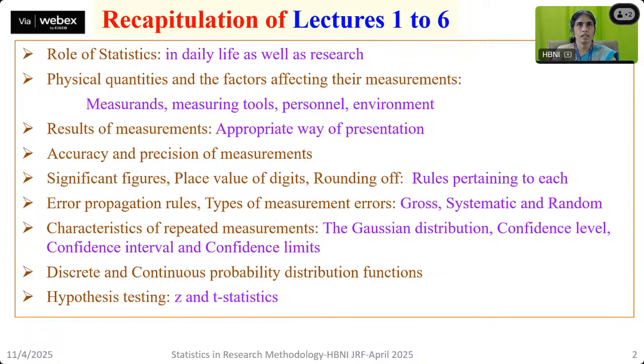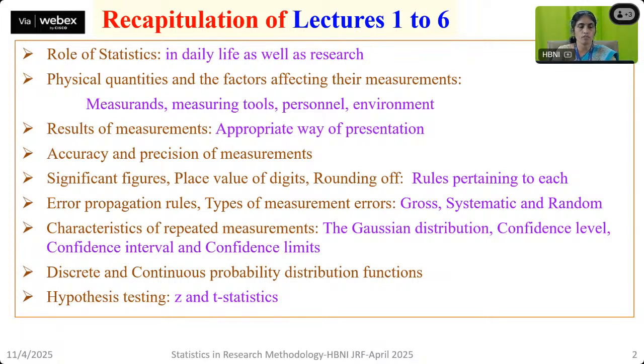Later on, we went ahead with accuracy and precision of measurements and did a few exercises to understand the difference between the two. Significant figures, place value of digits, rounding of error propagation, and the rules pertaining to all these have been discussed in detail. Later on, we went ahead with types of measurement errors, the sources of these various categories, namely gross, systematic, and random errors, and the ways to tackle the gross systematic errors. Finally, we came to the conclusion that random errors are unavoidable during any measurement.